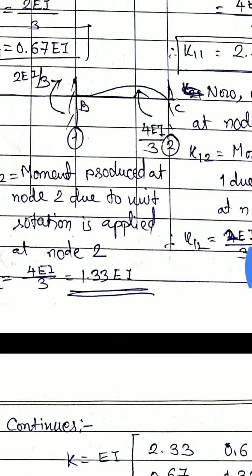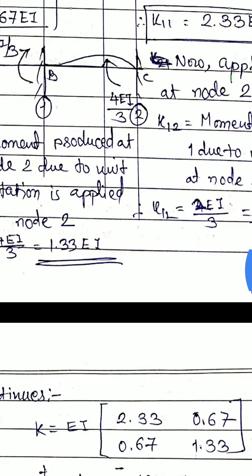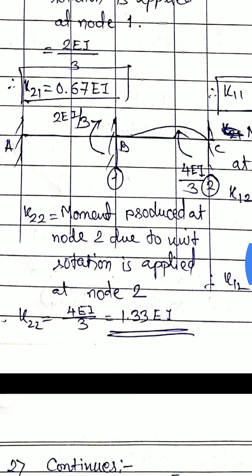Now next is k12. K12 is what? Moment produced at node 1 due to unit rotation applied at node 2. That means once again we have to see this particular figure only. If you rotate joint C by unit rotation, the moment produced at joint C will be 4EI by 3, and half of this value will be carried over to the far end, that is point B, and that value will be equal to 2EI by 3.